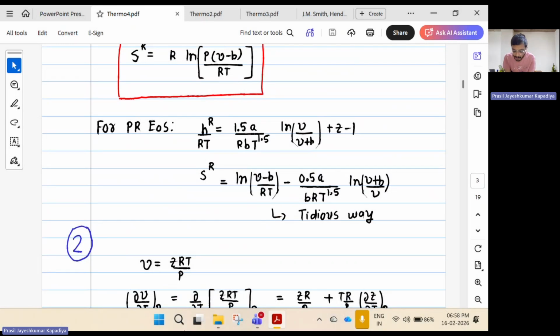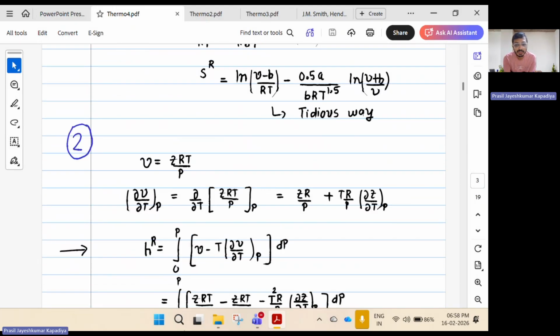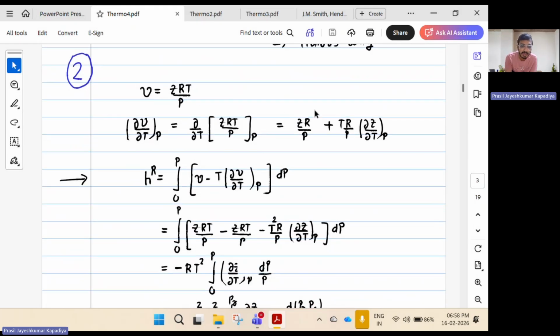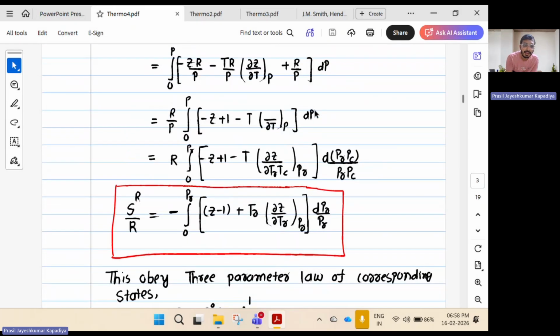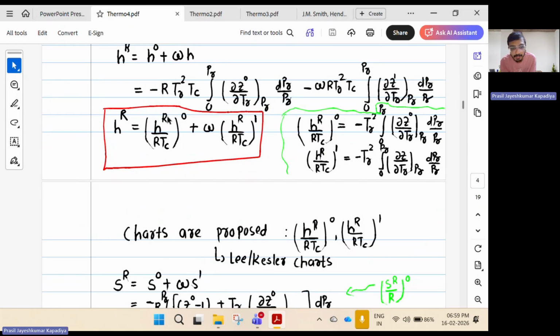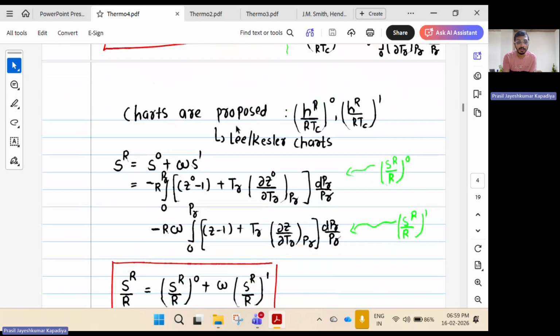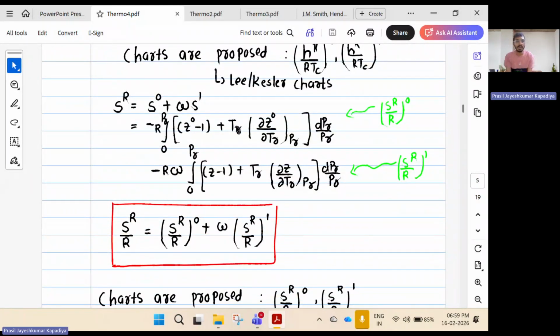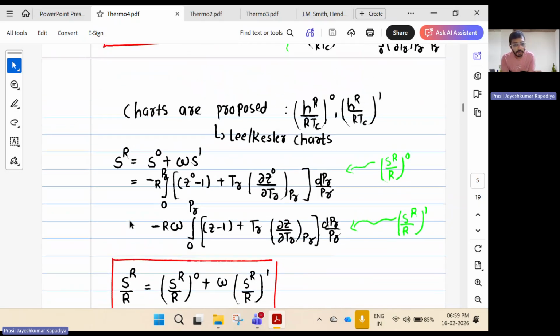Then in last class, we looked at PVT behavior of gas using compressibility factor. We are using V equal to zeta RT by P, breaking our equation, and finding H residual and S residual. From the Lee-Kesler chart that I had shown, you have values of HR by RTc naught and HR by RTc prime. If you know that, you can calculate the value of H residual. Similarly, for S residual, S residual by R.